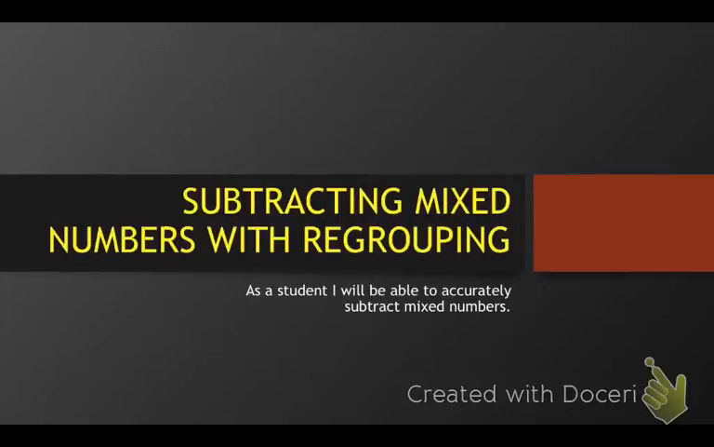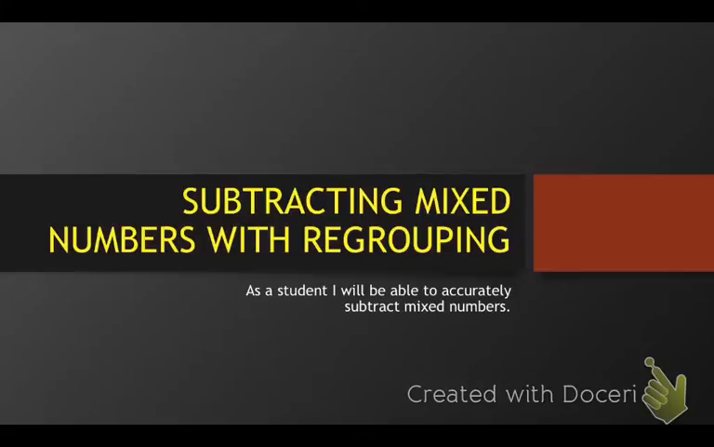Today we have our hardest video of fractions. We're going to talk about subtracting mixed numbers with regrouping, which is essentially borrowing. This is the hardest video, the one that you're going to have to take the most time on, and if you need some help you're definitely going to have to ask. Like I said, this is the hardest one.